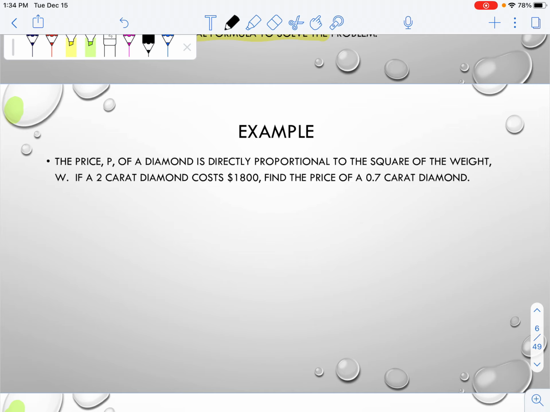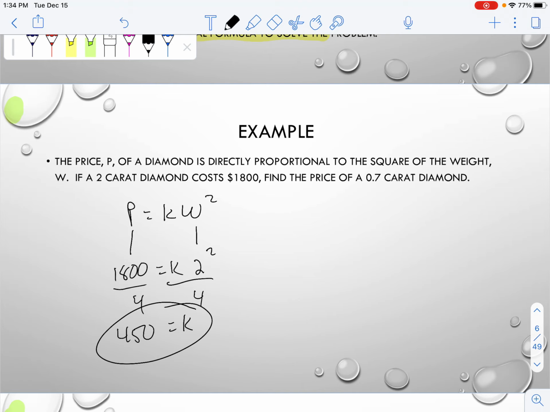Here's our first example. The price P of a diamond is directly proportional to the square of the weight. There's step one. Step two, plug in what you know. If a 2-carat diamond, that's the weight, costs $1,800, we plug in what we know to solve for K. I'm going to divide both sides by 4. K equals 450. Now I'm going to substitute K back in, plug that in right there and rewrite my rule.